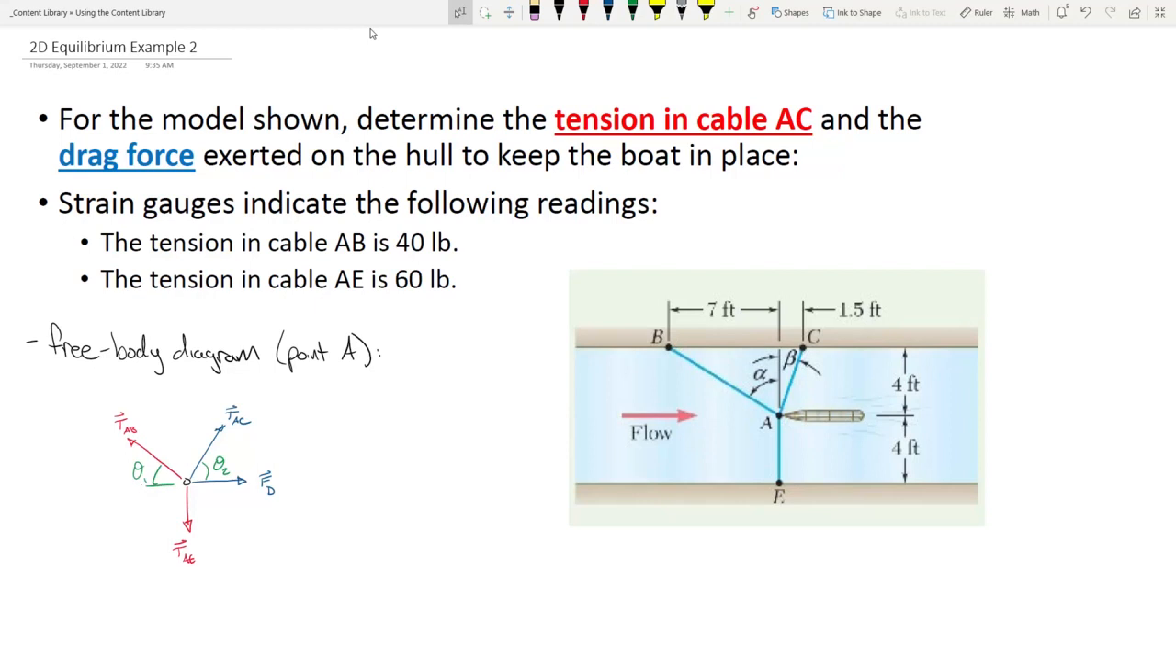So we obviously need to find theta 1 and theta 2, because theta 1 and theta 2 will allow us to express these vectors in IJ notation according to the sign convention that we've adopted. The other thing I will note is to make sure everybody is aware that TAB, the magnitude of the vector TAB, is 40 pounds, and TAE, the magnitude of that vector, is 60 pounds. Just make sure we're all familiar with that. Here, I'll just box that right here.